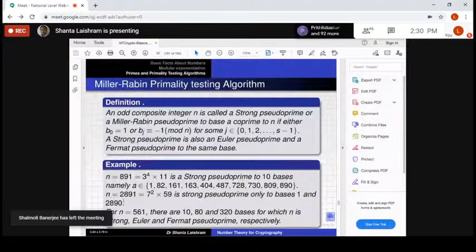Similarly, 2891 is a strong pseudo prime to bases 1 and 2, 2890. And N equal to 561 has 3 bases, 1, 80, and 322, for which N is a strong Euler and Fermat pseudo prime. So there are so-called strong pseudo prime numbers that exist.